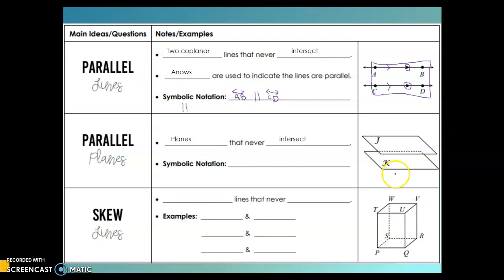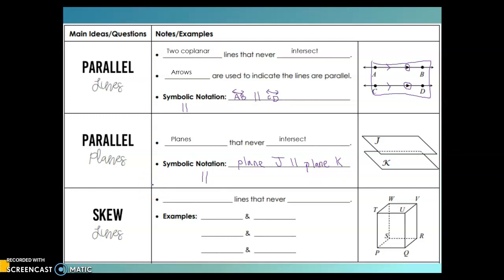and they're never going to intersect. We're going to use the symbolic notation that we used up above to show that things are parallel. So we're still going to use those two little lines. And unfortunately, we don't have a symbol for planes, so we do have to write out the whole word. So we're going to write plane J is parallel to plane K. And that's how we would write that symbolically.